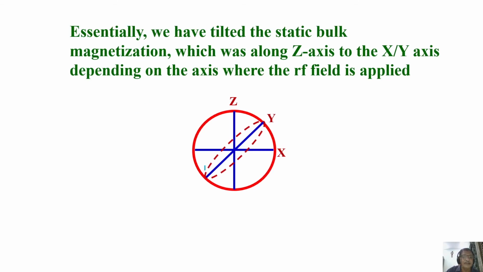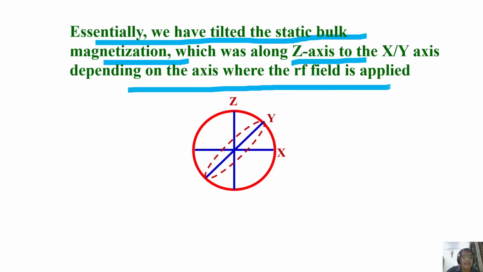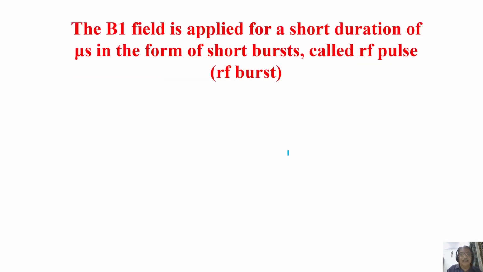So what we did, essentially, is tilt the static bulk magnetization from the z axis to the xy plane, depending upon which direction you apply the pulse. If you apply along the x axis, you can bring it along the y axis. If you apply along the y axis, you can bring the magnetization to the x axis. Exact directions we will discuss when we talk about the phases of the pulses and the NMR signal. Are you understanding? Is it clear?